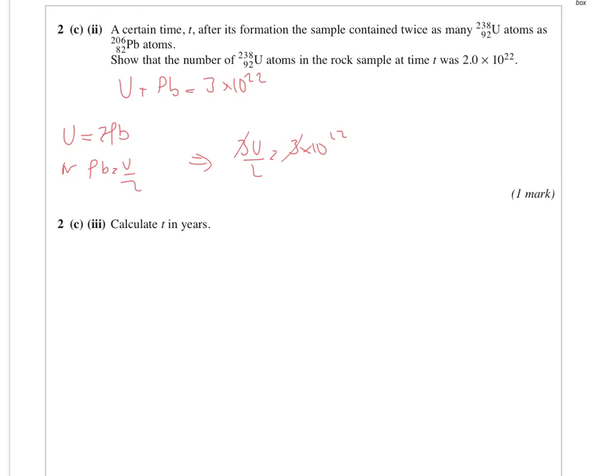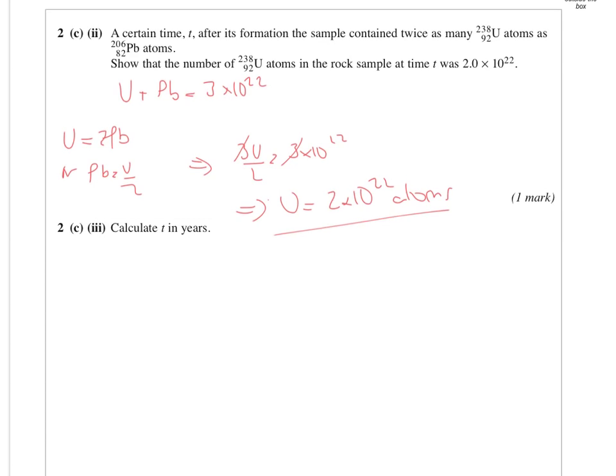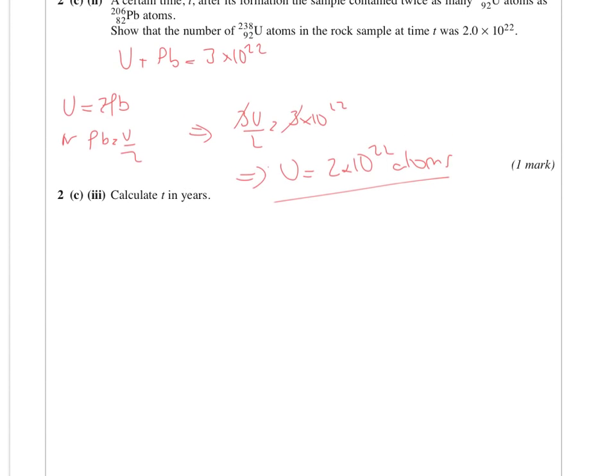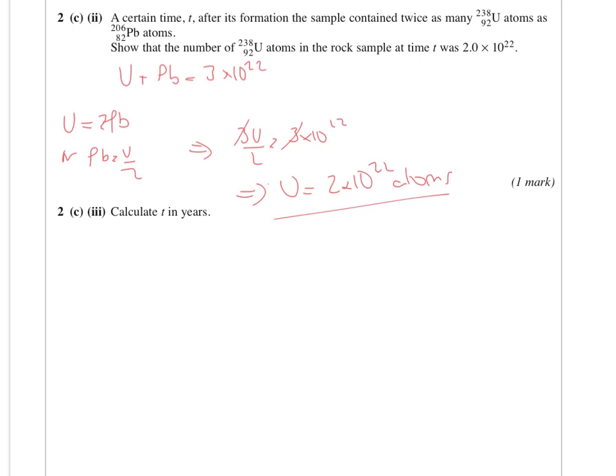Let's cancel those. So we therefore know that the number of uranium atoms is 2 times 10 to the 22 atoms there. And you can kind of see that just from looking at the numbers actually, but it asks you to show that, so that's how you show that. And then calculate the time in years.